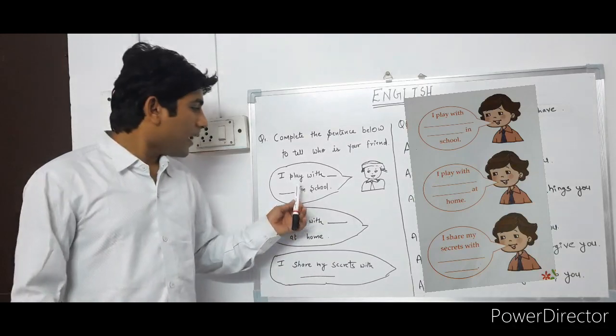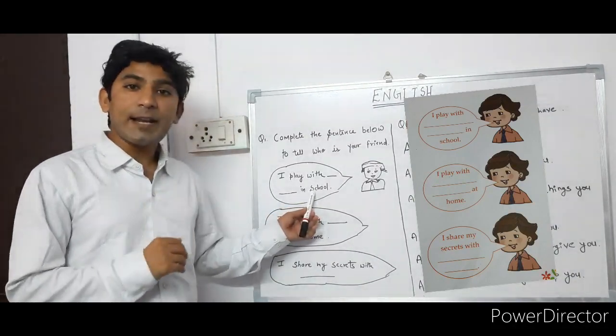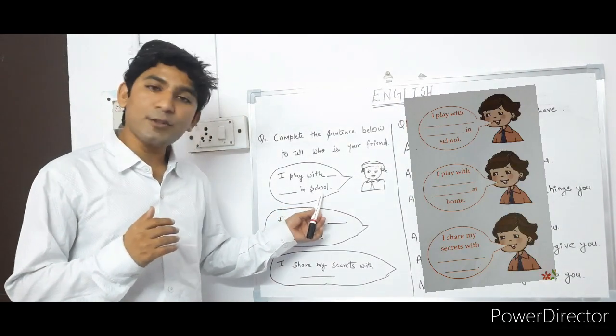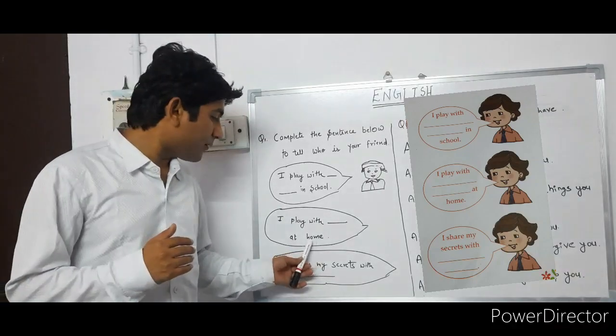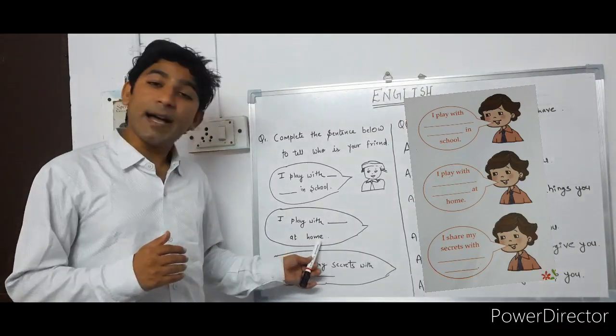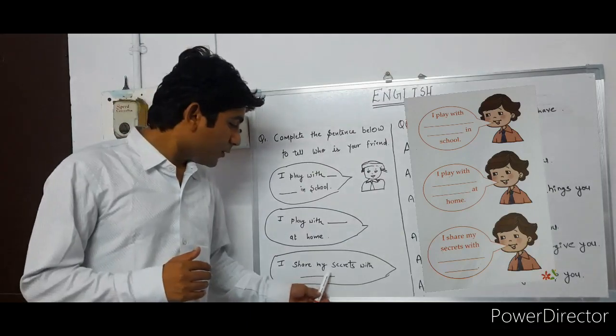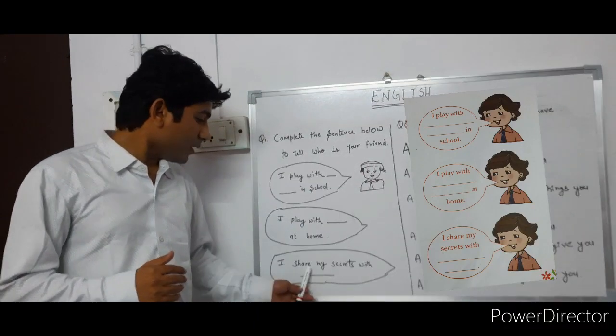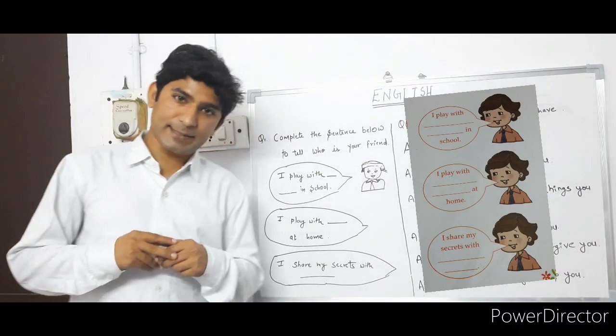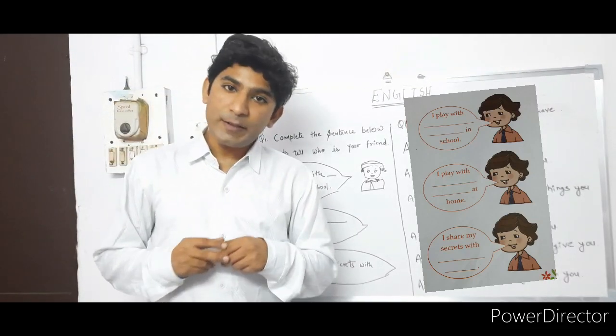So here, I play with Dash in school. You write the name of the friend with whom you play in school. Here you will write the name of that friend with whom you play at home. And here you will write the name of that friend with whom you share your secrets. Okay. Moving to our next question.